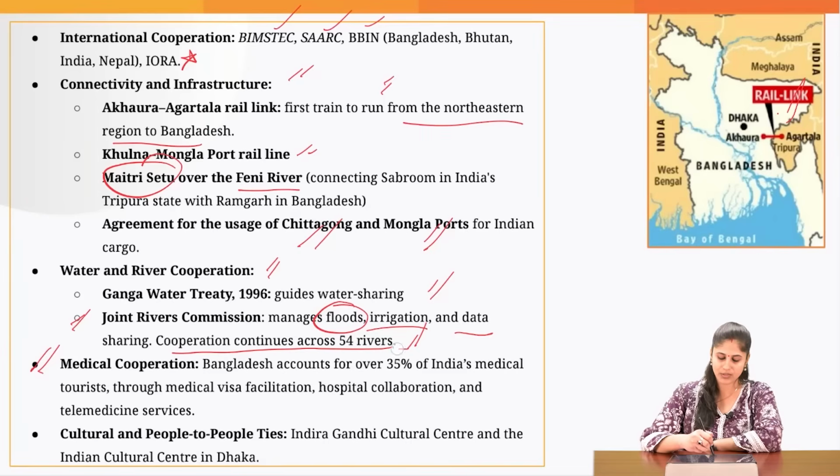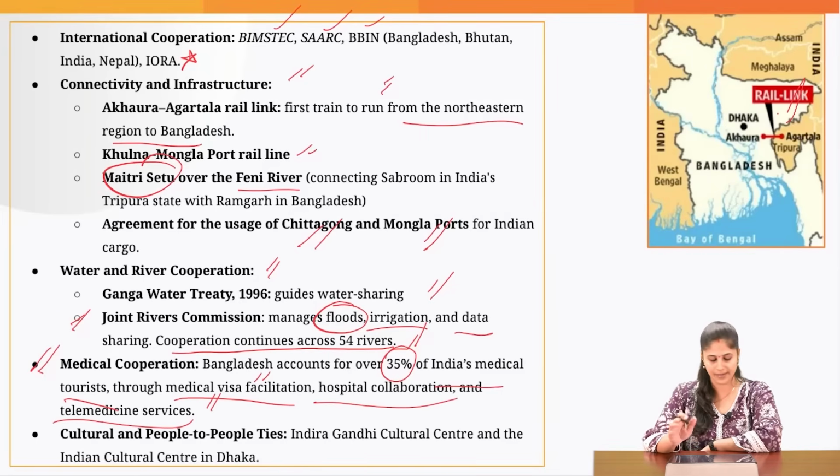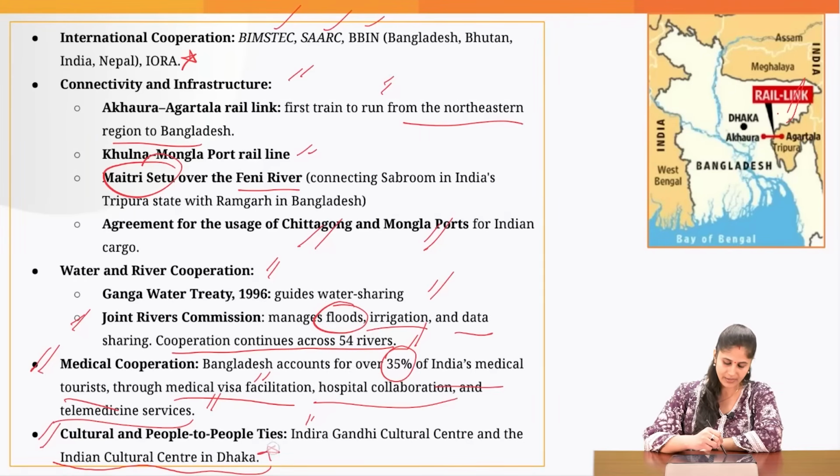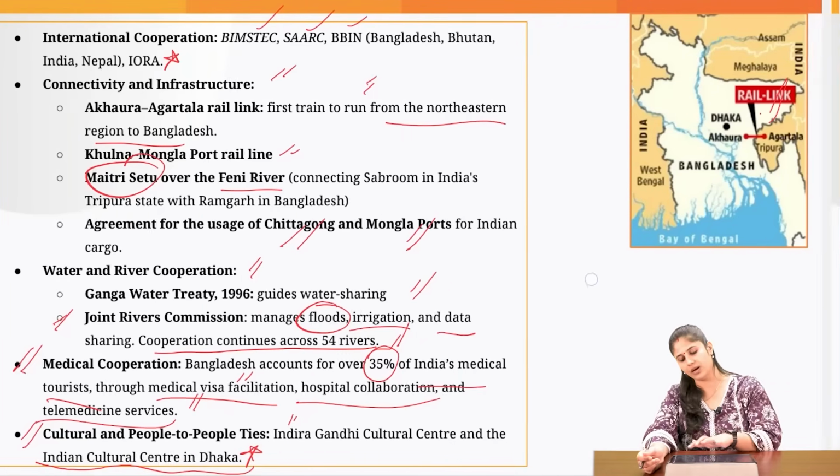Then Bangladesh is also important from the medical point of view. Why? Because Bangladesh accounts for 35% of India's medical tourists. And this is possible because India provides medical visa facilitation. There is collaboration between the hospitals and telemedicine services, which is on the rise in India. We have great cultural as well as people-to-people ties also. We have the Indira Gandhi Cultural Center here in India, and we have the Indian Cultural Center in Dhaka. And on a constant basis, there are cultural exchanges between the two countries.